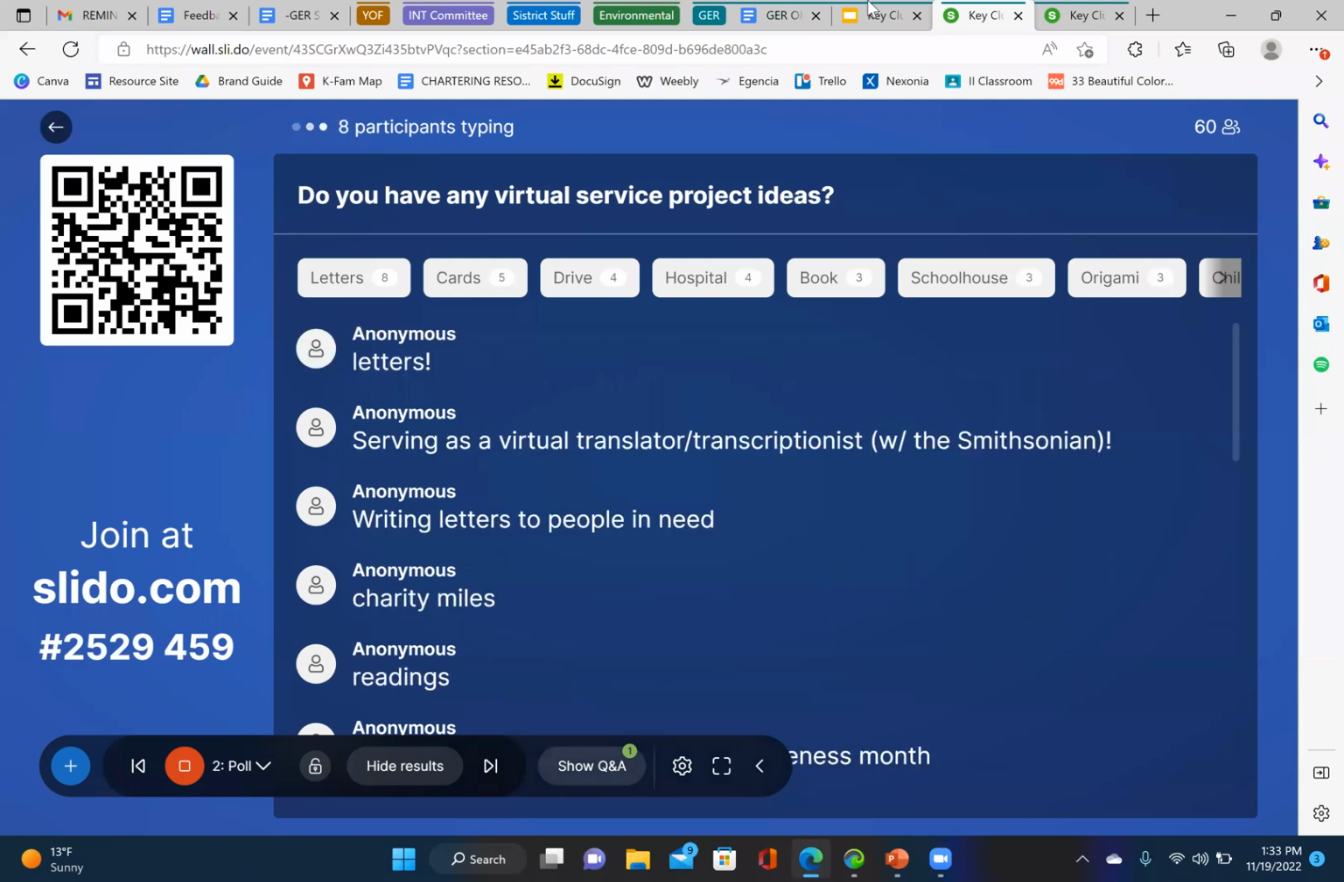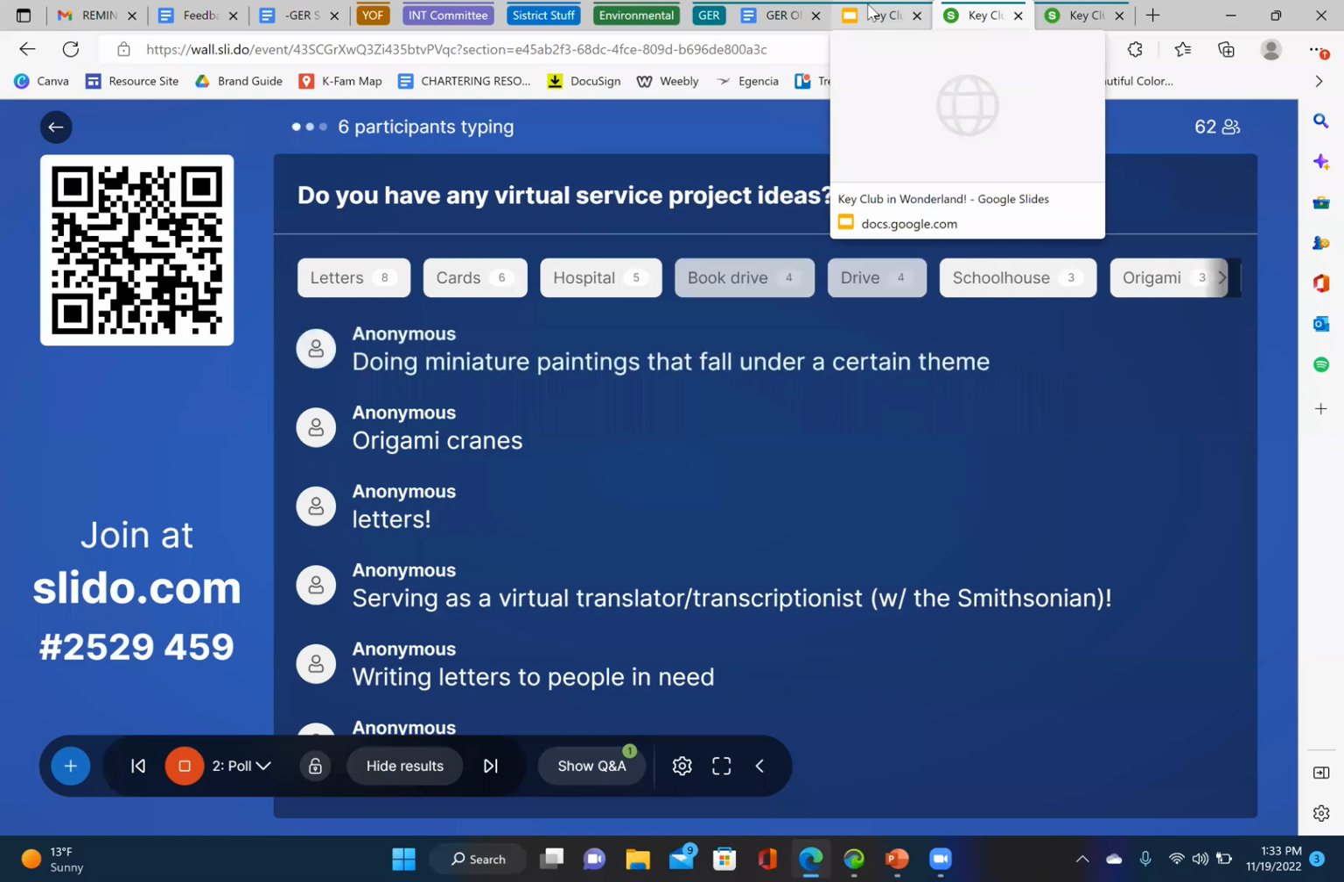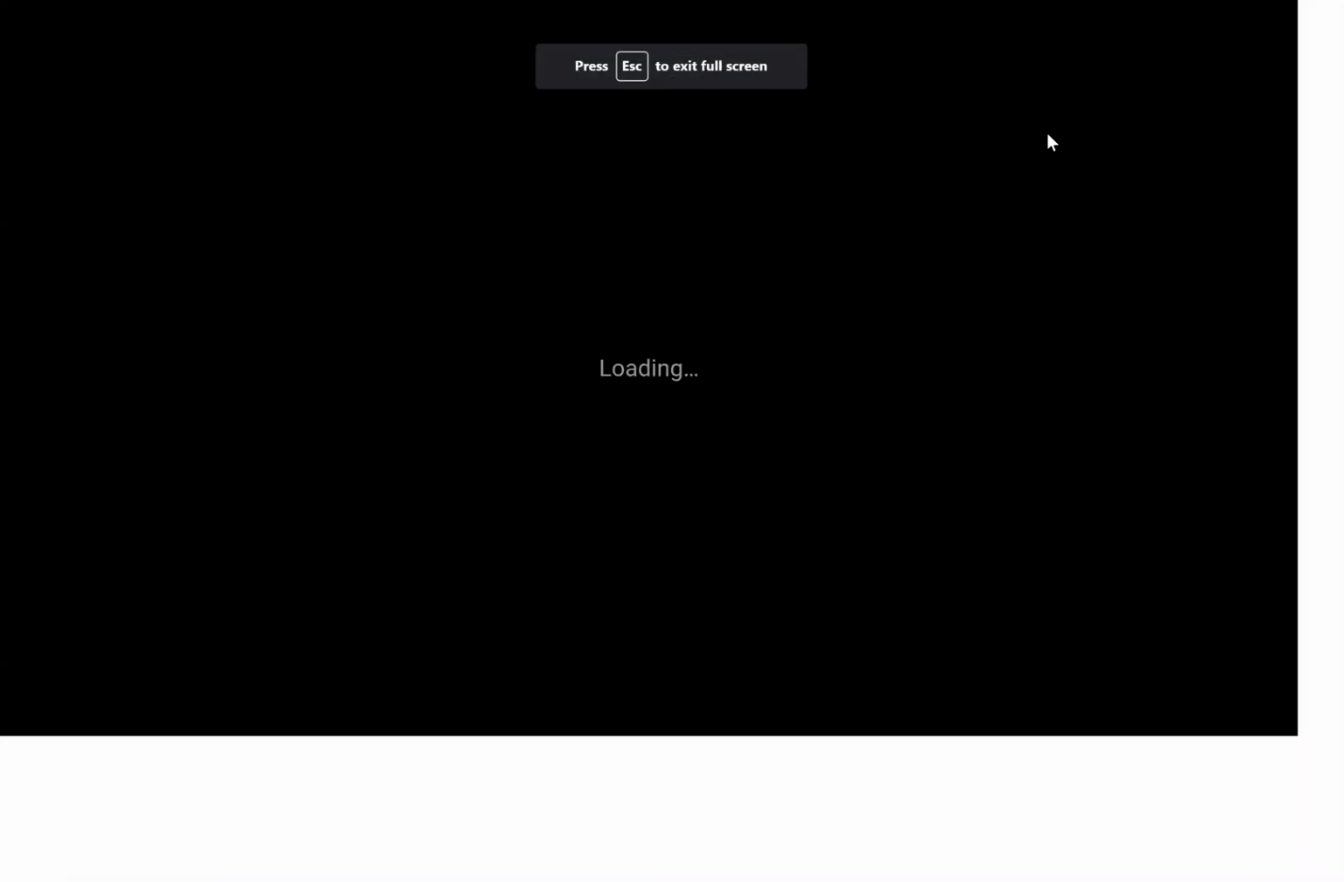Exactly. Okay, we will move on. You guys can keep putting in as many service projects as you want, but we will move on from that.